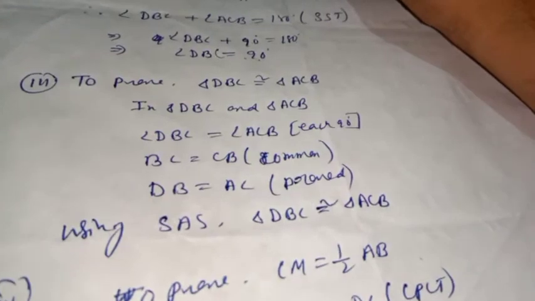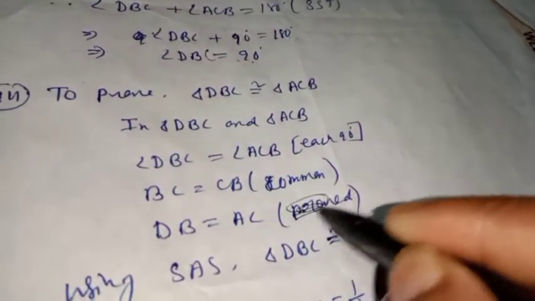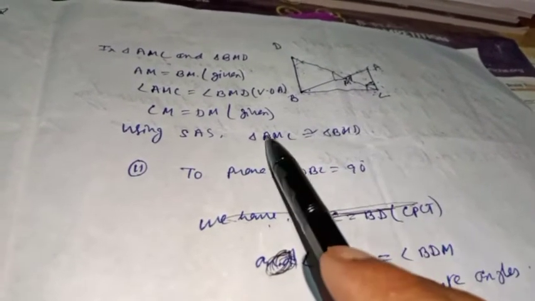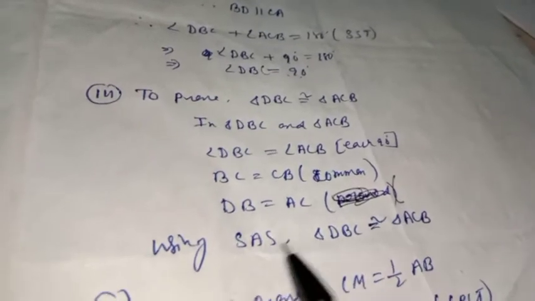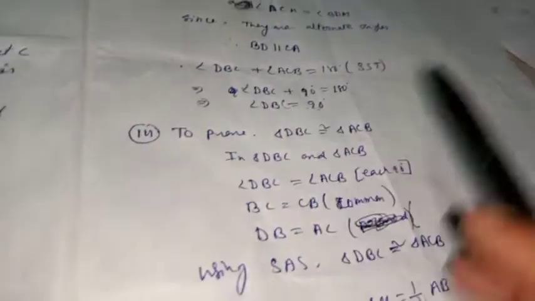And DB is equal to what? AC. Why is DB equal to AC? Because we have already proved triangle AMC congruent to triangle BMD. Triangle BMD has BD, and triangle AMC has AC. That is why you can write DB is equal to AC. So now using SAS, triangle DBC is congruent to triangle ACB. So you have got this one also.